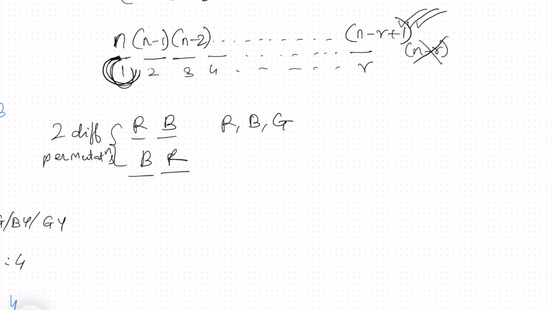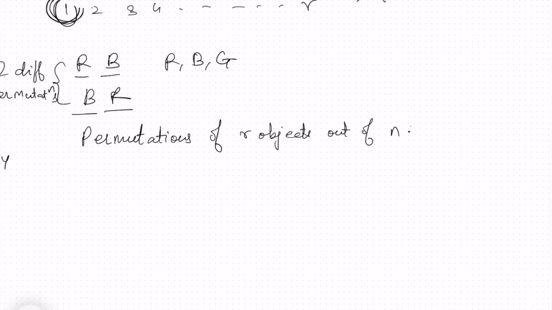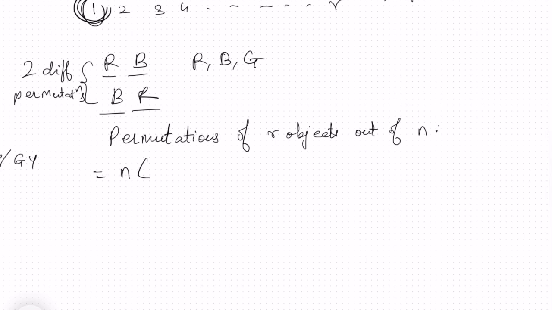So this result, the number of permutations of r objects out of n, is equal to n into n minus 1 into n minus 2, up till n minus r plus 1.